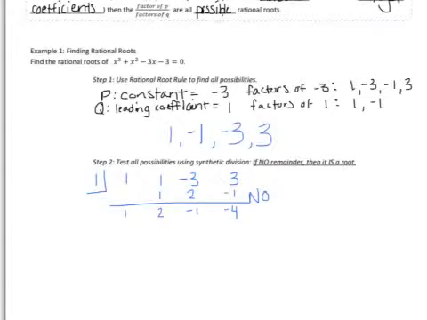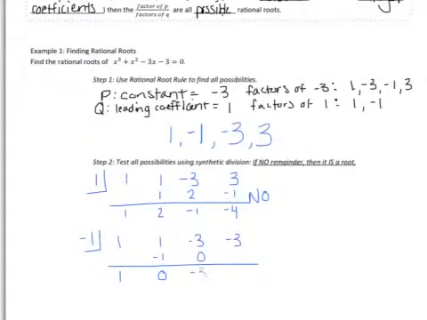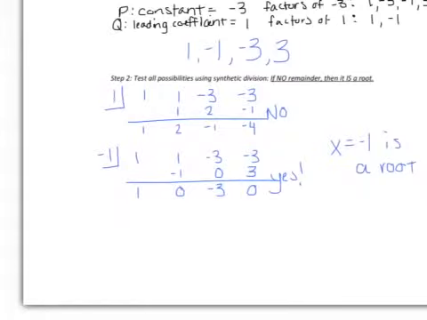Alright, let's try the next one, negative 1. So we get 1, 1, negative 3, negative 3. 1, multiply, add, multiply, add, multiply. Hey, yes, this one works. Alright, so x equals negative 1 is a root. As we keep going, instead of using the original coefficients again, we're going to use these. Alright, so now we're going to keep testing.